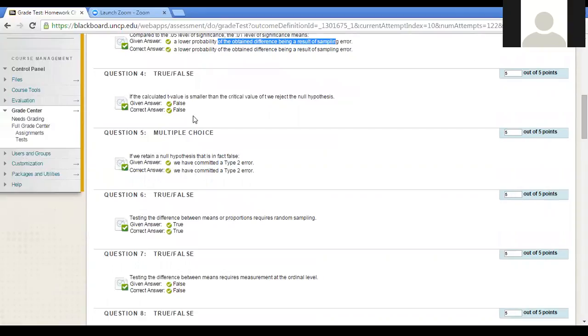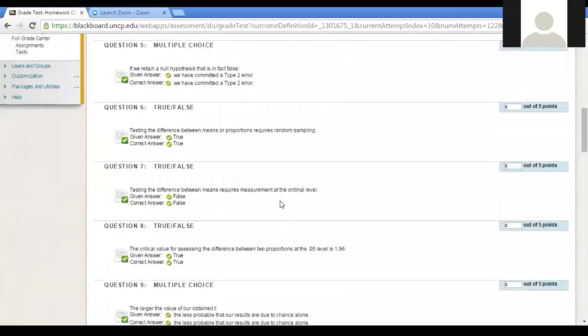Number 6, testing the difference between means or proportions requires random sampling. That's absolutely true. 7, testing the difference between means requires measurement at the ordinal level. That's false. In order to do any of these statistics that we have done lately, you have to have at least the interval level, ratio level, because you need to be able to add numbers and get medians and get means and also get standard deviations. When I have nominal information in name only, like 4 people have red hair, 2 people have brown hair, it's very hard to get the average brown-haired person and divide it by the average redheaded person.